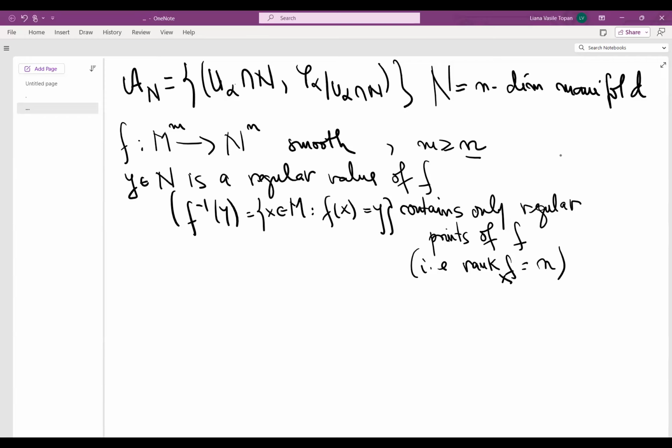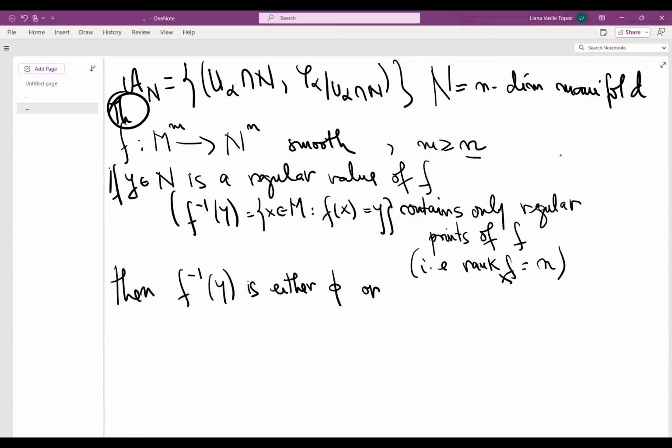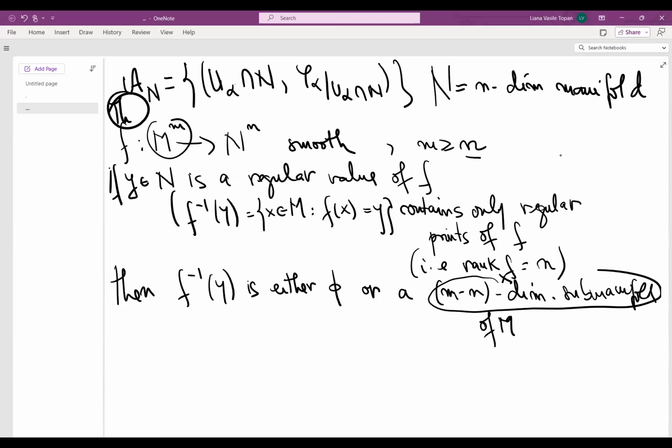Well, so if y is a regular value of F, then F inverse of y is either empty or an (m minus n)-dimensional submanifold of the manifold M. So we can build up submanifolds of M if we can see them as the pre-image of a regular value of this function, right?